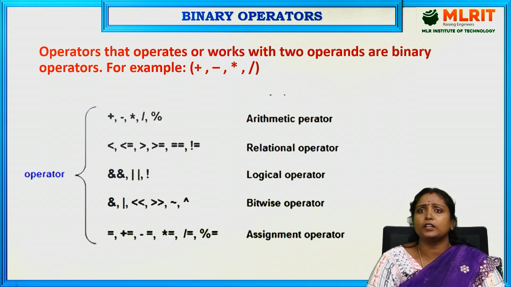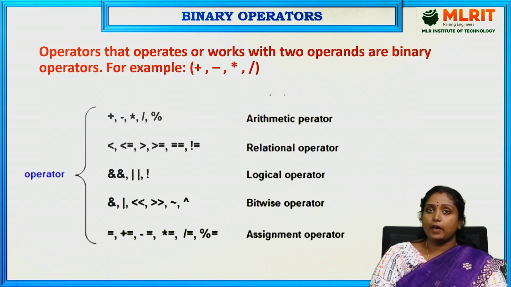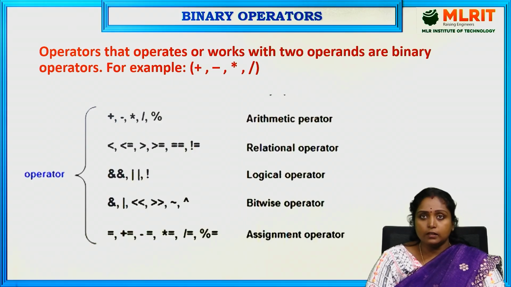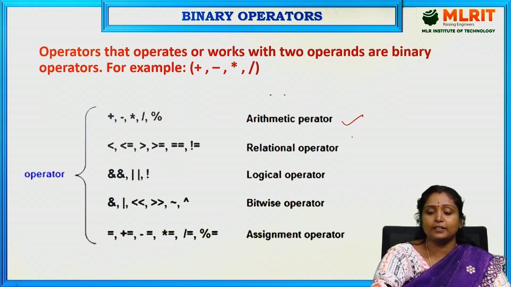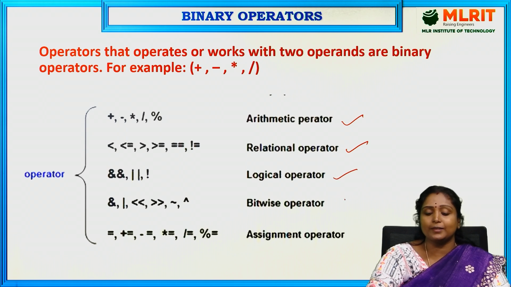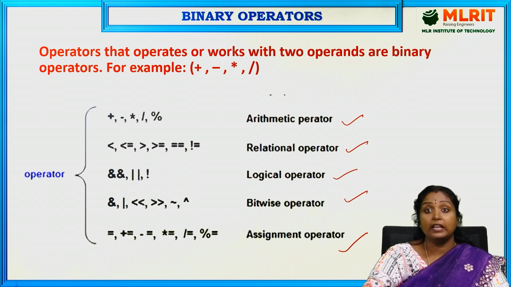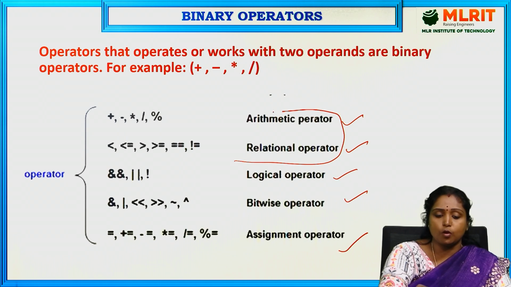Coming to the binary operators. When an operator works with 2 operands, the operator is said to be a binary operator. There are n number of binary operators in C. The 5 different operators are arithmetic operators, relational operators, logical operators, bitwise operators and assignment operators. In this session, we are going to see these 2 operators here.